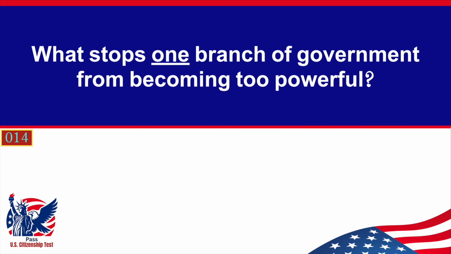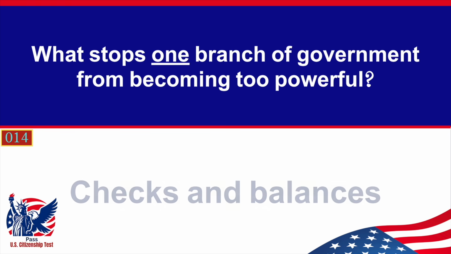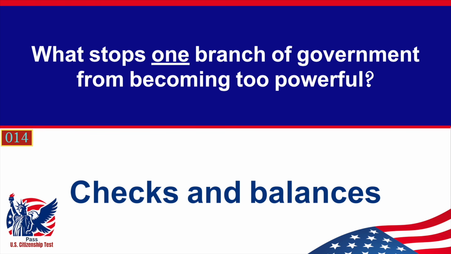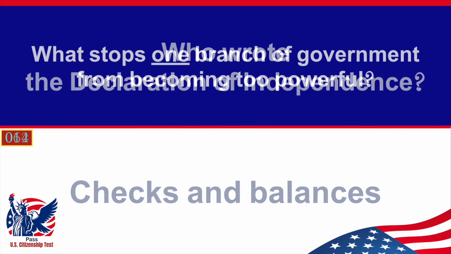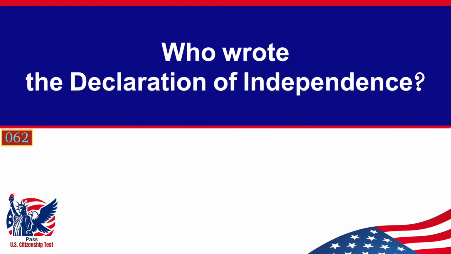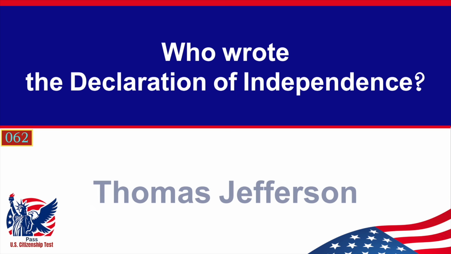What stops one branch of government from becoming too powerful? Checks and balances. Who wrote the Declaration of Independence? Thomas Jefferson.